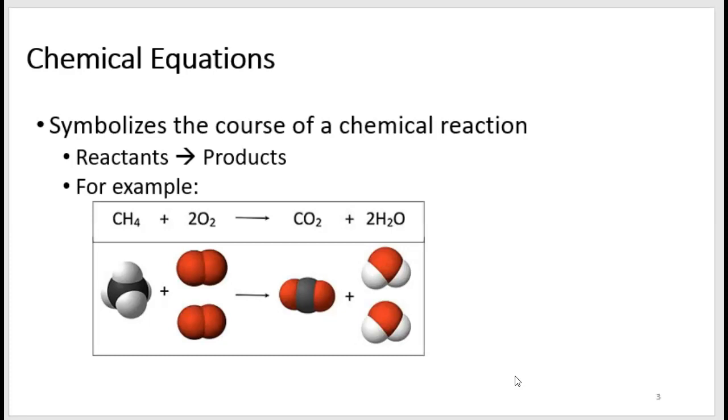For example, the reaction that happens in the box occurs when methane, CH4, and oxygen, O2, interact and then recombine in such a way that carbon dioxide and water are formed.